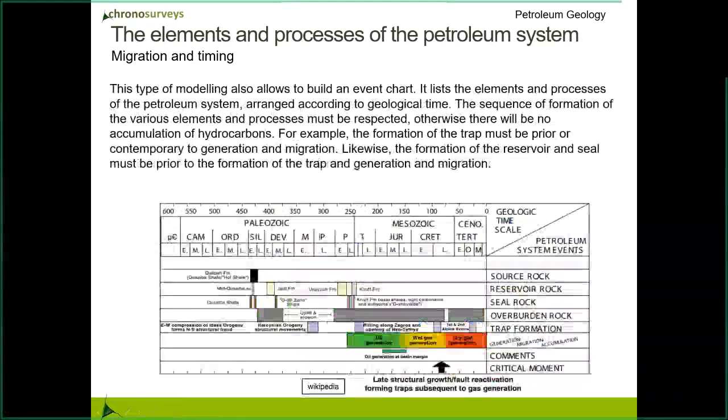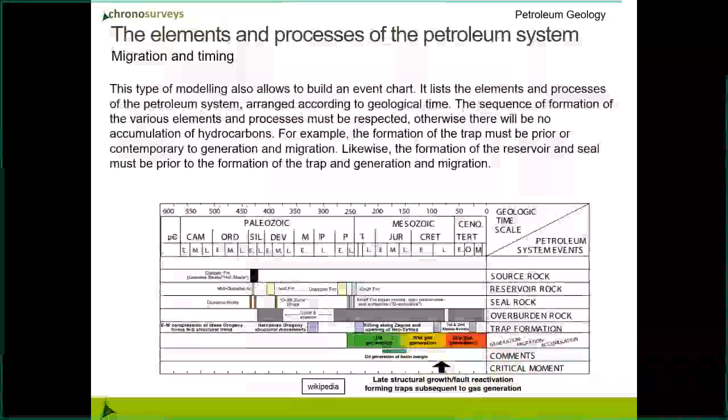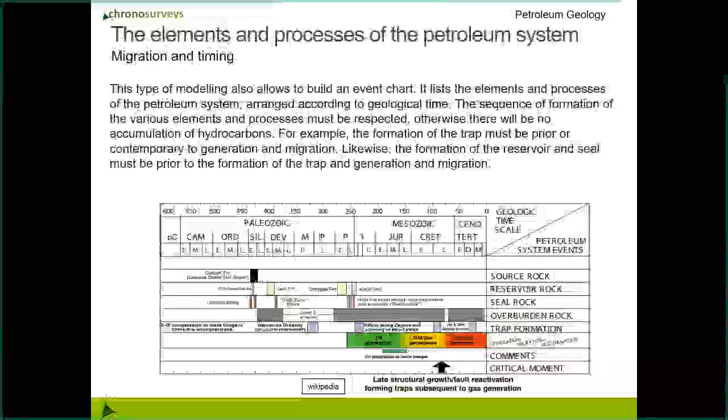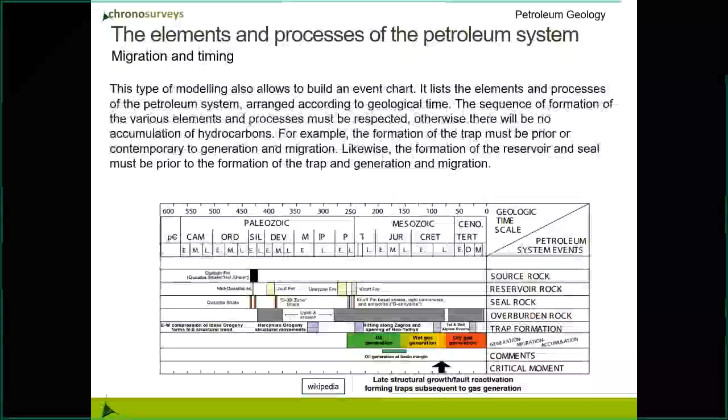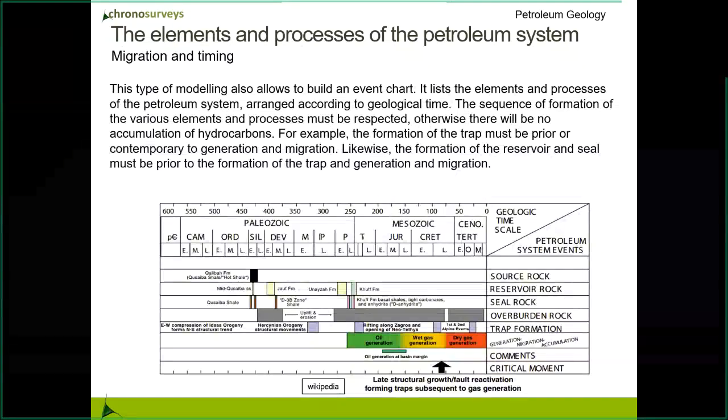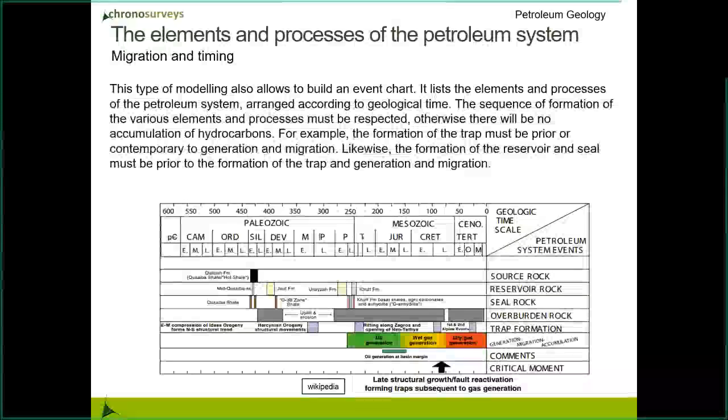It's also important in terms of timing, or the sequence of events that need to be in the appropriate sequence. Otherwise, you will not have an accumulation. So, for example, you need to have trap formation prior or contemporary to generation and migration. Otherwise, you won't have an accumulation. So you can generate all the oil you want. If it has no trap to migrate to, then it will not accumulate. It will migrate to the surface, or it will be lost during migration along the way.